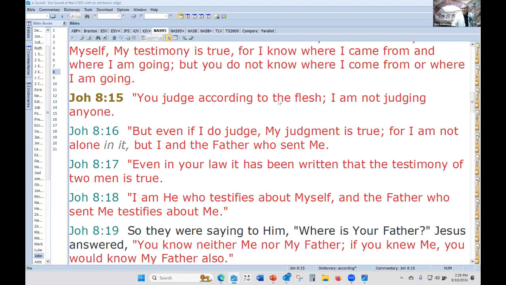Yeah, you're right. He's not judging anybody, though they kind of wanted him to. They wanted to make him the king. But then at the end of it, it says all judgment has been given to me, right? After he's resurrected, it says all judgment has been given to him. He didn't have it at this point, but after he overcame, he got it.